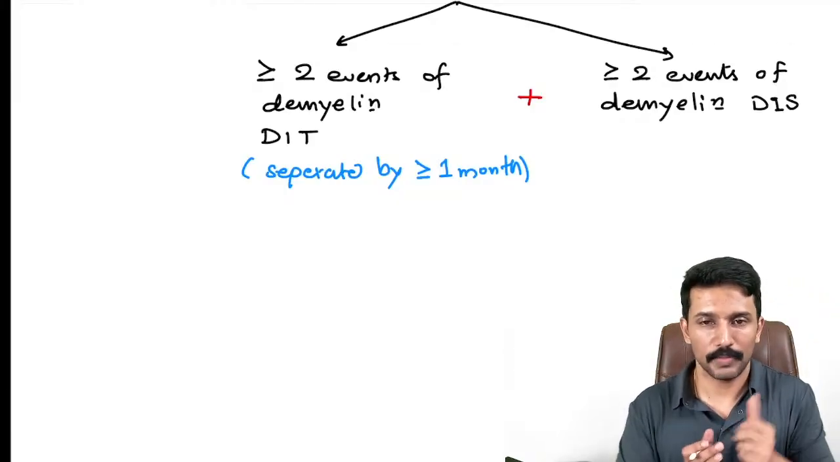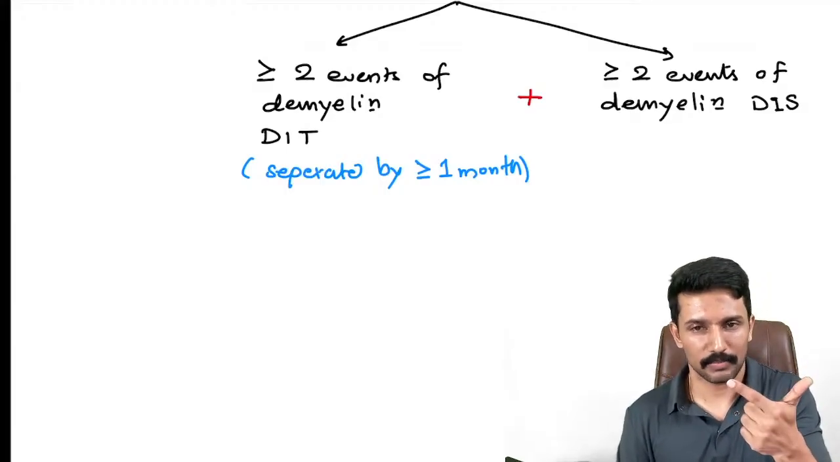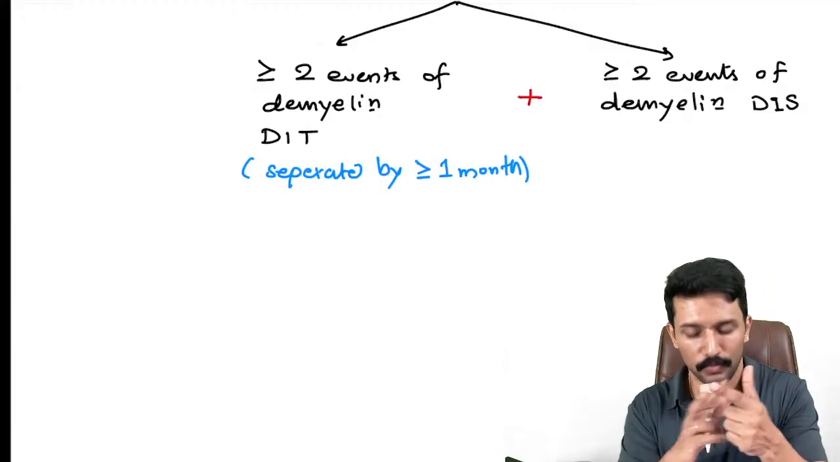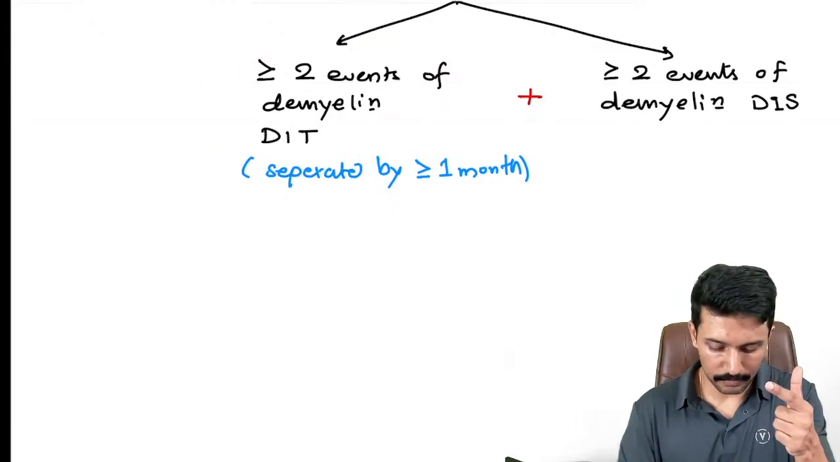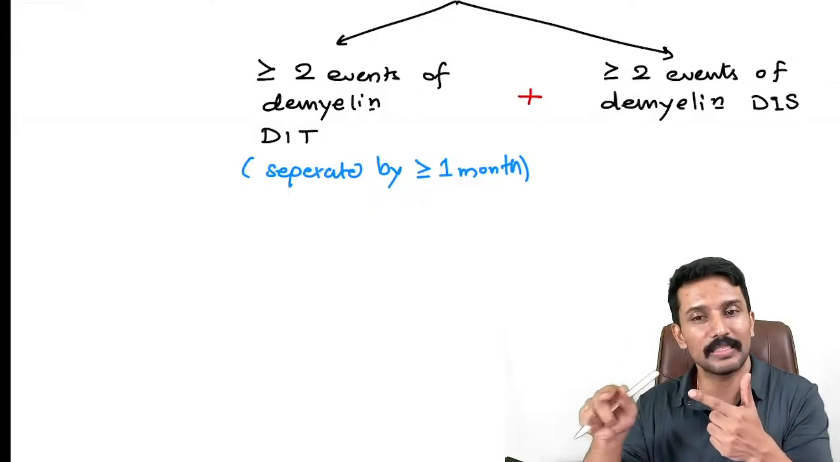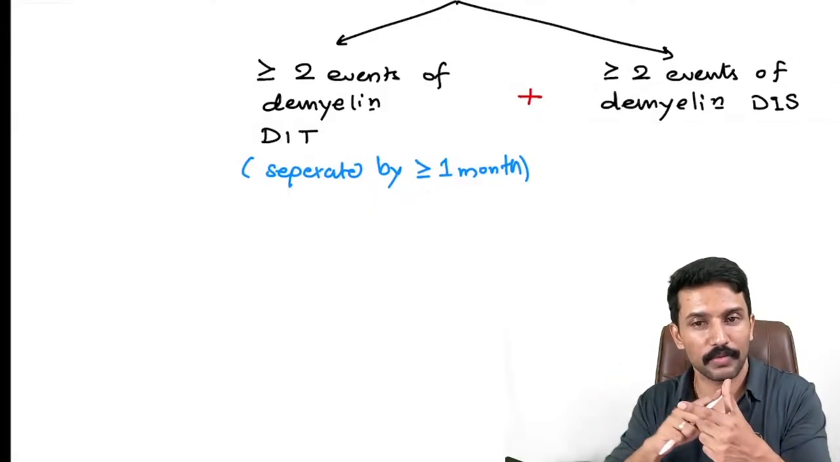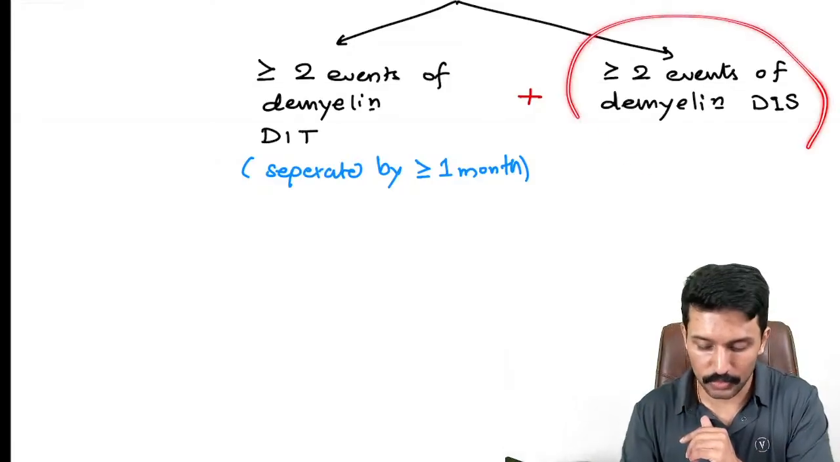I just gave you a story. In Jan, I had cerebellar symptoms. In March, I had sensory symptoms. They are separated by more than 1 month, so dissemination in time is satisfied. At the same time, in Jan it was affecting the cerebellum. Now it is affecting the sensory tract in the spinal cord. So 2 different anatomical structures, the space is different. So dissemination in space is also satisfied.